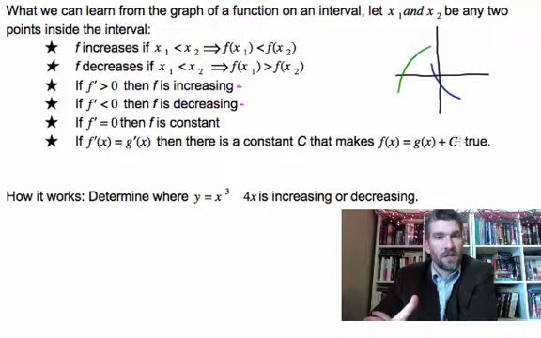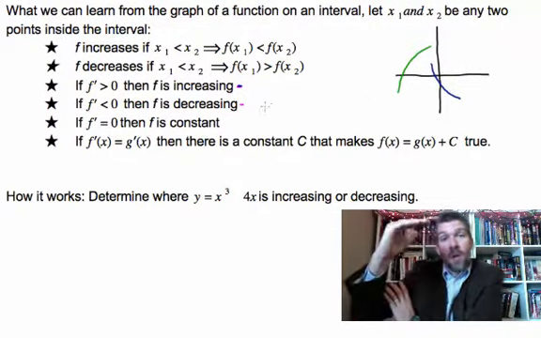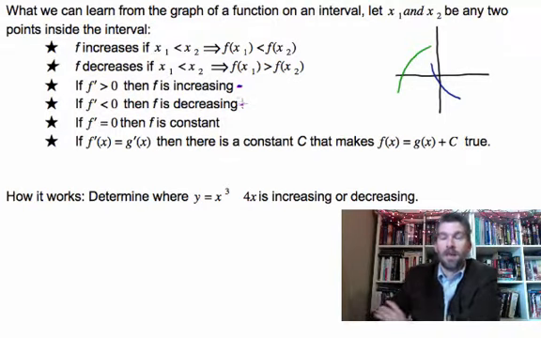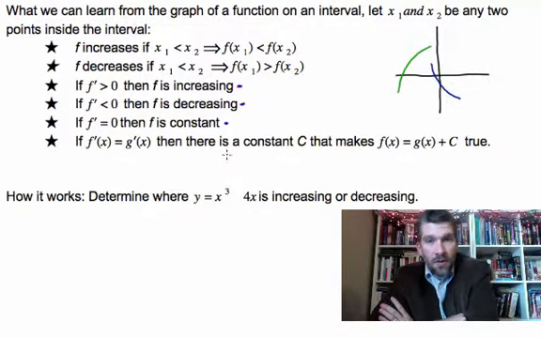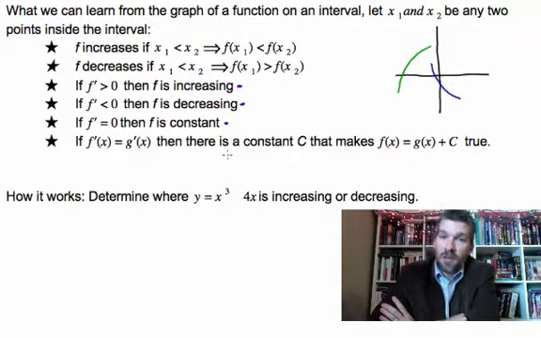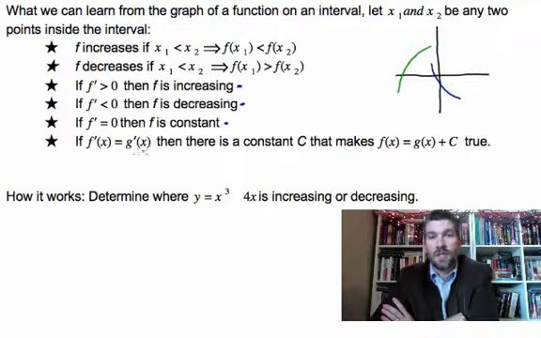That's an increasing function. F decreases if your x values are always increasing, so you're going from -1 towards 2 towards 10, but your y values now, instead of growing up, are now growing down. Okay, and so if that happens, your function decreases. Well, here's a cool thing. If you look at your derivative, wherever the derivative is greater than 0, your original function increases. And wherever your derivative is less than 0, your original function is decreasing.